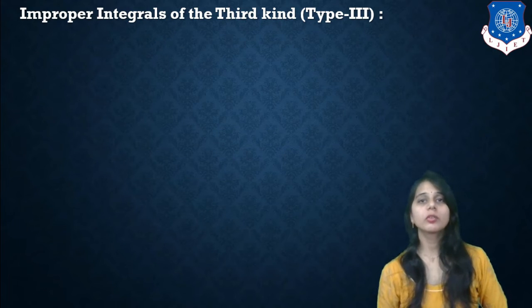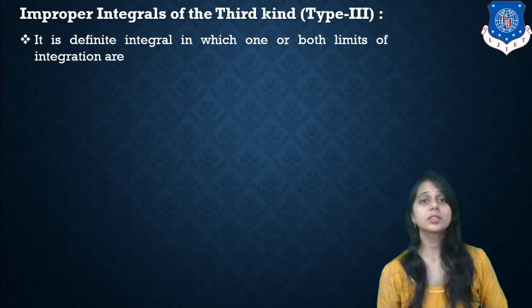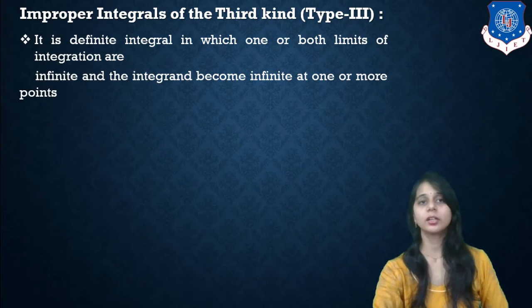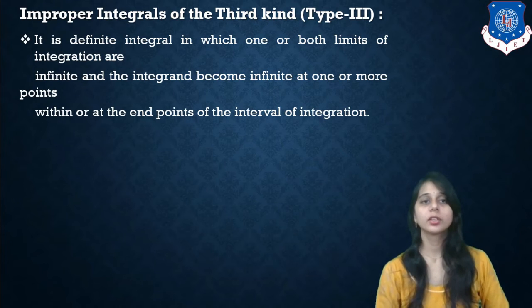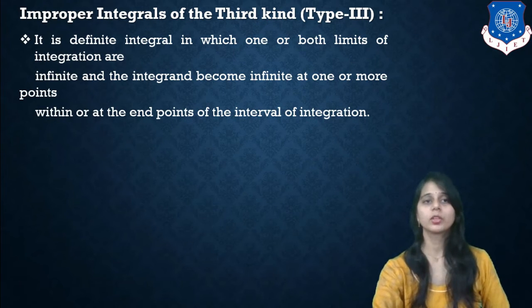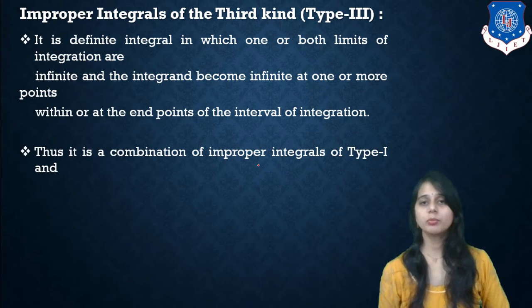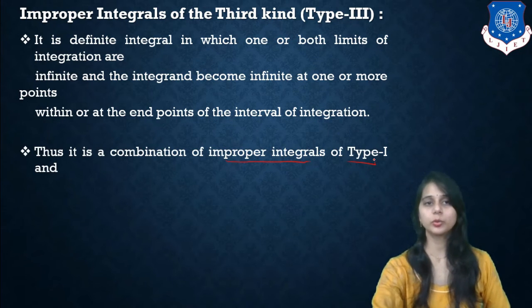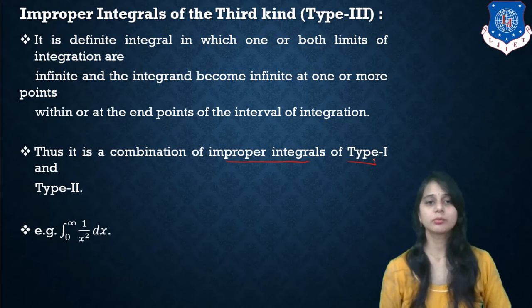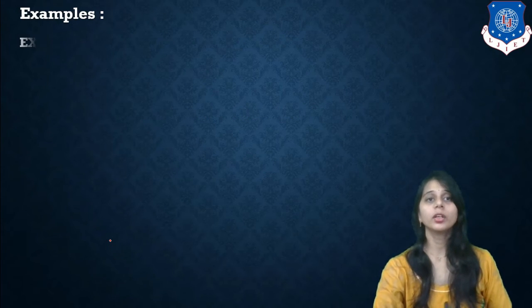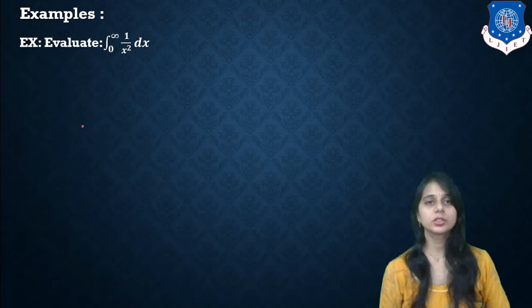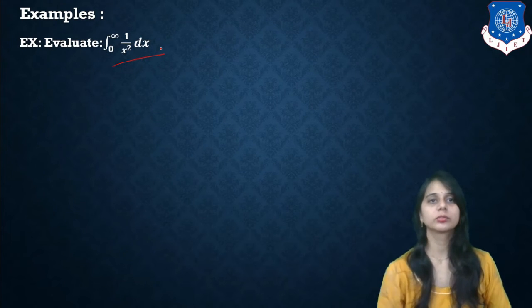Now, improper integral of the third kind. It is a finite integral in which one or both limits of integration are infinite and the integrand becomes infinite at one or more points within or at the end points of the interval of integration. So it is a combination of improper integrals of type 1 and type 2. Example: integral from 0 to infinity of 1 upon x square dx.